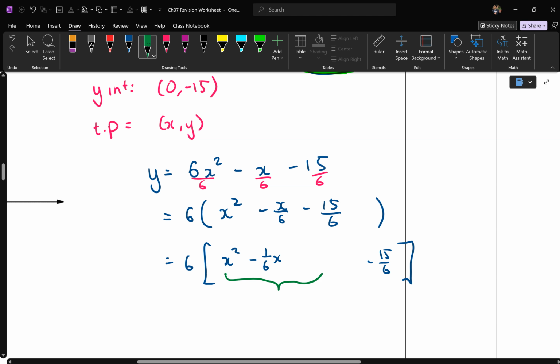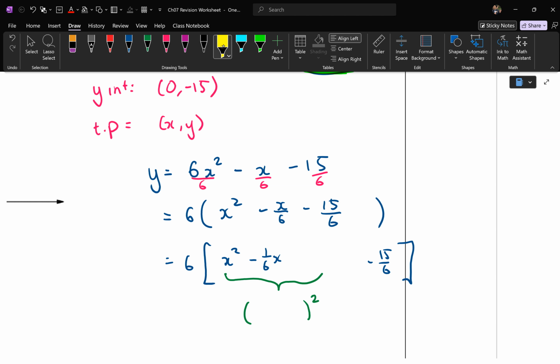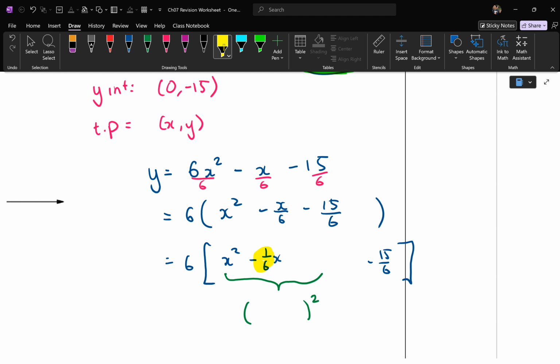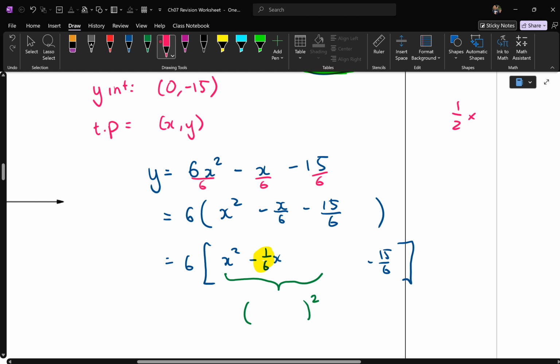You're trying to figure out what the perfect square should be. So what's the last number so that you can get a perfect square? The best way to do it, remember, is to take the number in front of x. If you halve that, it should give you this number. Now what's half of negative 1/6?